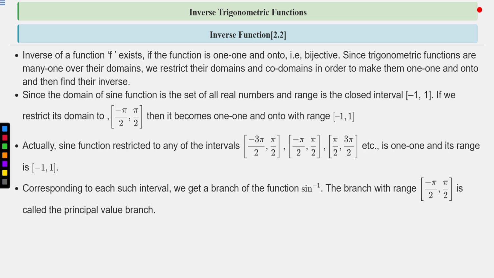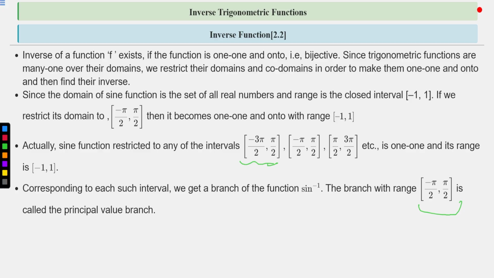Corresponding to each such interval, we get a branch of the function sine inverse. The branch with range -π/2 to π/2 is called the principal value branch. Over all the ranges, it will become one-one and onto, but the range -π/2 to π/2 has been taken as the standard, which is called the principal value branch.